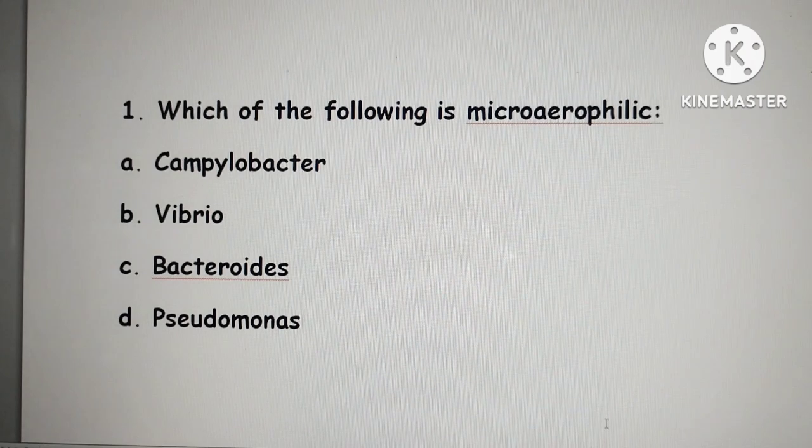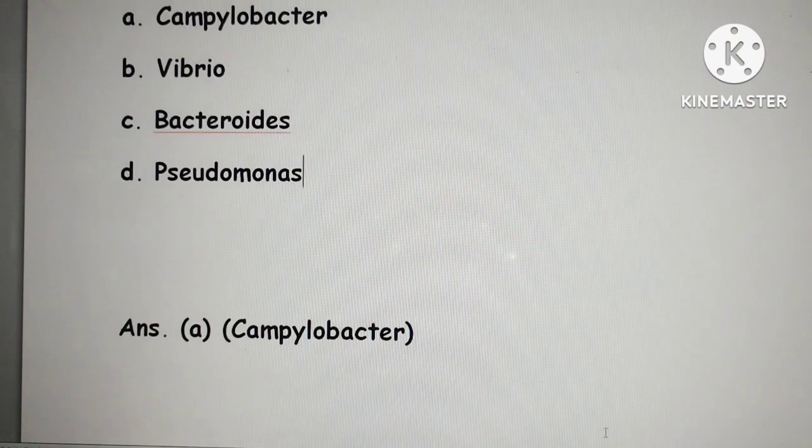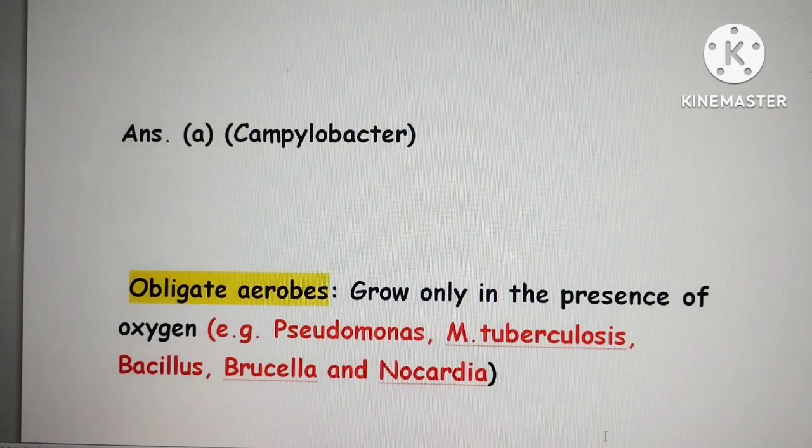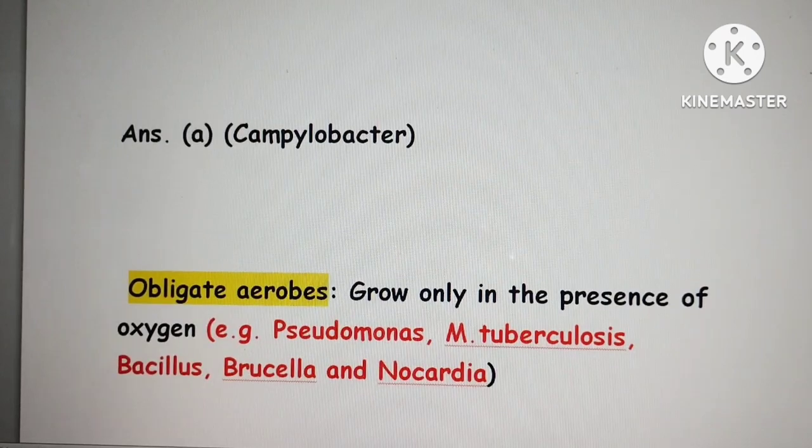What is the other organism? It is Helicobacter too. So this is Campylobacter, it is microaerophilic. You want to know these definitions also, because this can also be asked in the exams. There are n number of organisms, but these are the important organisms you want to remember.